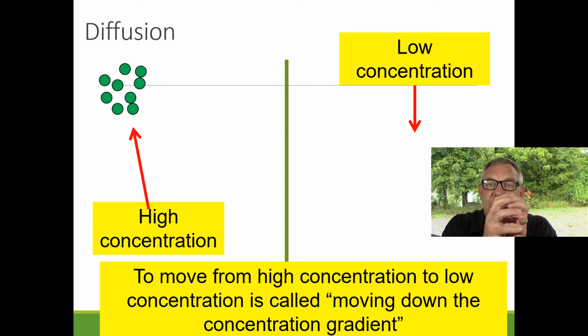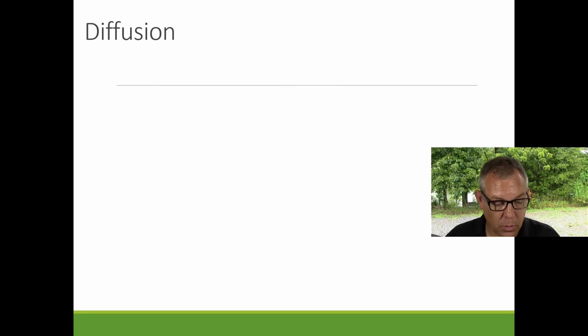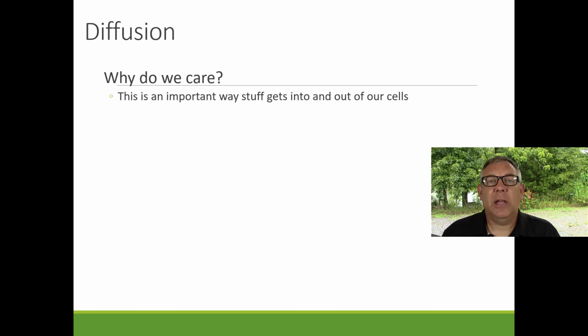All those molecules that are concentrated will just move at random, and they'll end up spreading out to where there was a low concentration. That's moving down your concentration gradient when you move from high concentration to low concentration. And so again, well, why do we care? So we're just talking about molecules moving at random. Big deal. Well, this is a very important way that stuff gets into and out of your cells.